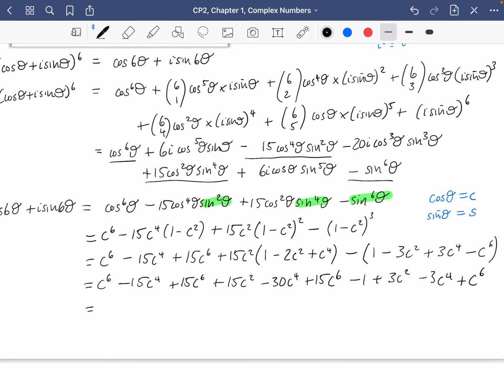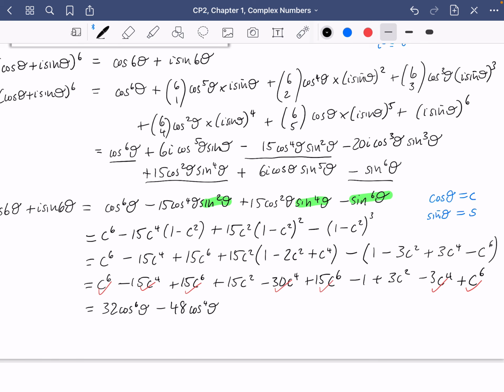Okay, so for the power of 6's, and I'm going to tick them off as I go, I've got 1, 16, 31, 32, c to the power of 6. So that's 32 cos 6 theta. Then I'm going to do c to the power of 4. So that's minus 15 minus 30, that's minus 45 minus 48 for this. So it's minus 48 cos to the power of 4 theta.